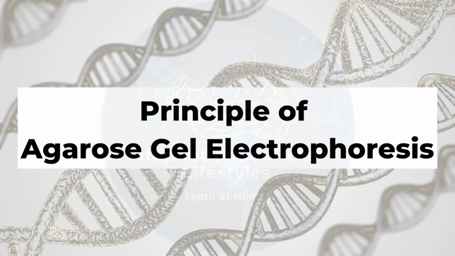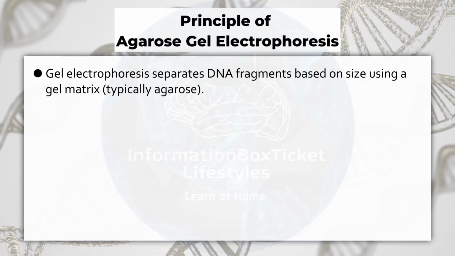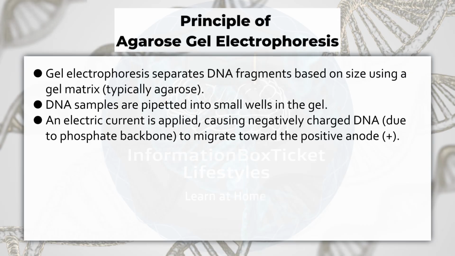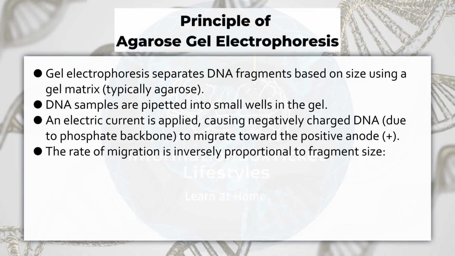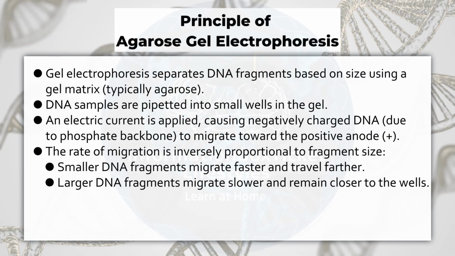Principle of agarose gel electrophoresis. Gel electrophoresis separates DNA fragments based on size using a gel matrix, typically agarose. DNA samples are pipetted into small wells in the gel. An electric current is applied, causing negatively charged DNA, due to its phosphate backbone, to migrate toward the positive anode, plus. The rate of migration is inversely proportional to fragment size. Smaller DNA fragments migrate faster and travel farther. Larger DNA fragments migrate slower and remain closer to the wells.